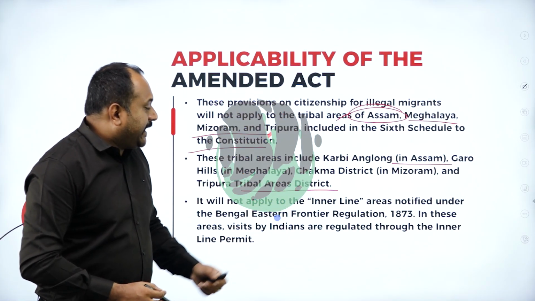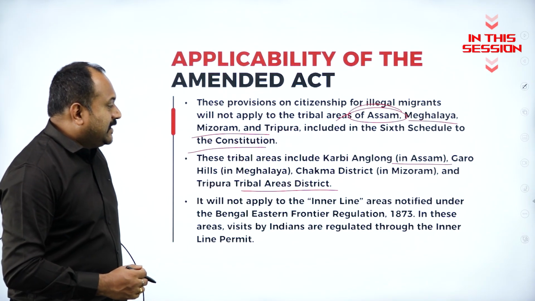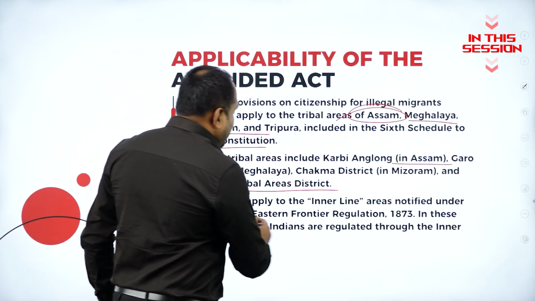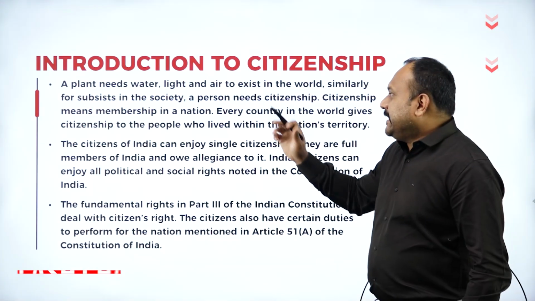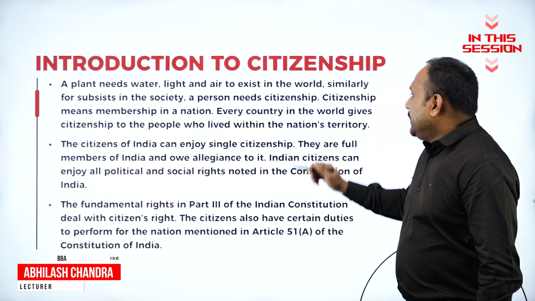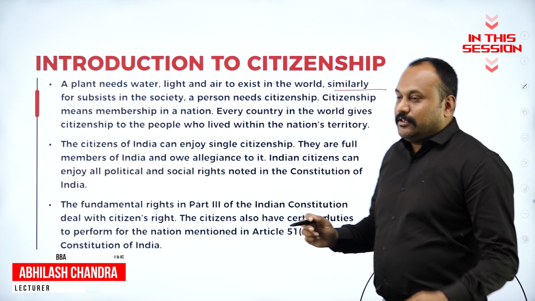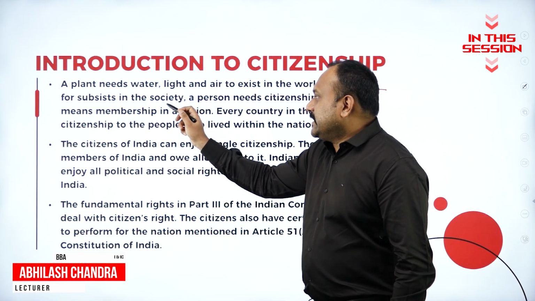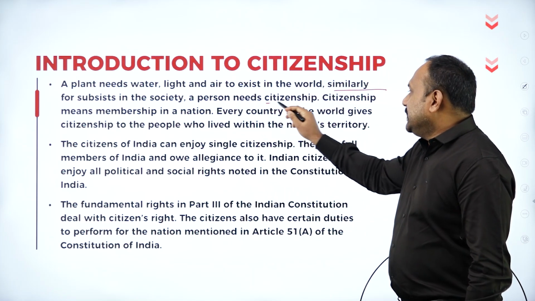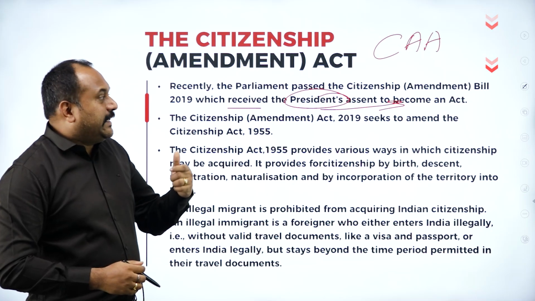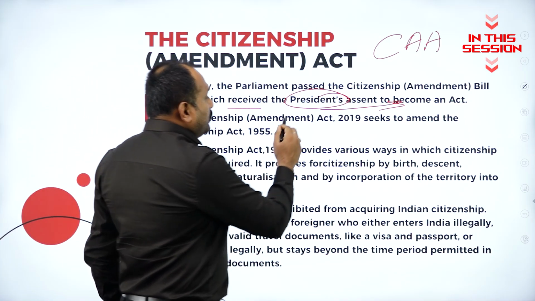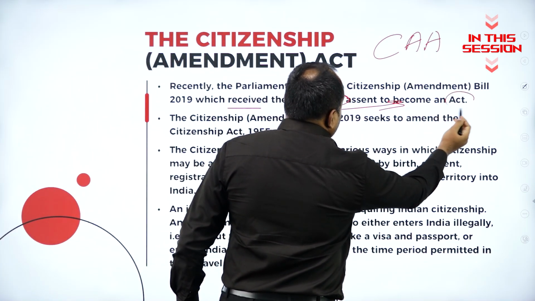It will not apply to the inner line areas notified under the Bengal Eastern Frontier Regulation, that is 1873. Light and air to exist in the world, similarly to subsets in the society, a person needs citizenship. Whenever the Parliament, the Lok Sabha, the Rajya Sabha, go with it, it is called a bill. The minute approval is taken by the President, it becomes an act.